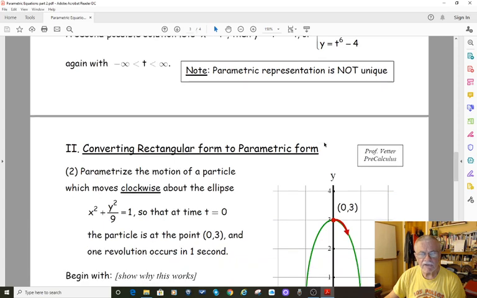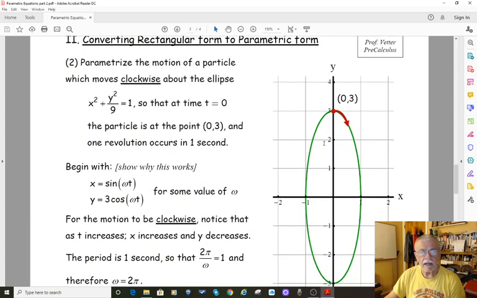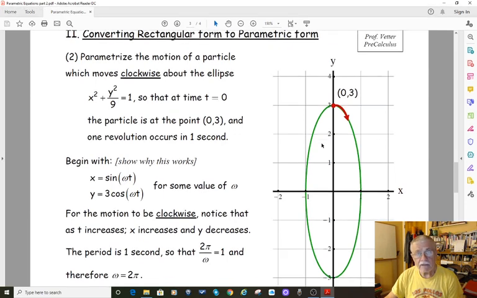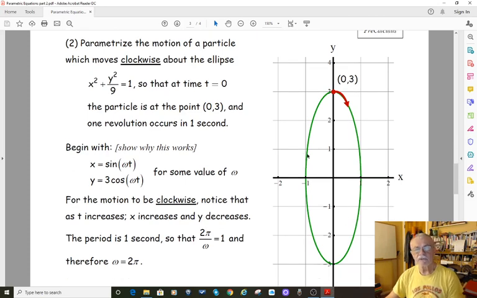And let's look at something now that's a little more of an application. Okay, let's parametrize, that's the verb form, the motion of a particle which moves clockwise, the way the hands of a clock move, about an ellipse, x squared plus y squared over 9 equals 1, so that at time t equals 0, the particle is at (0, 3). In other words, it starts here, and we want it to go around at a certain speed. We want it to make a complete circuit of this ellipse in 1 second. How can we come up with that parametrization?